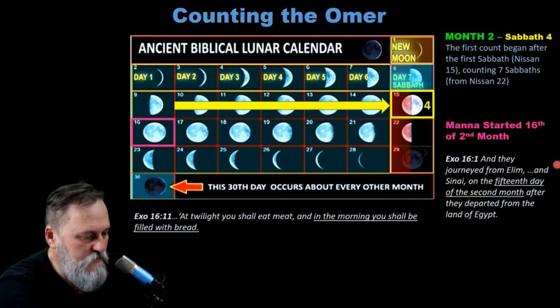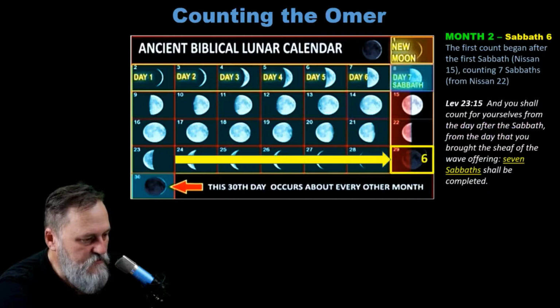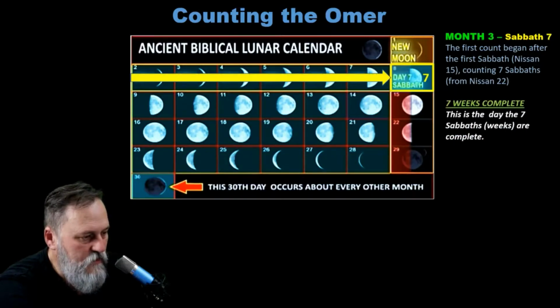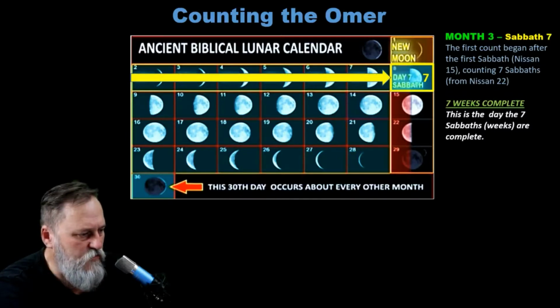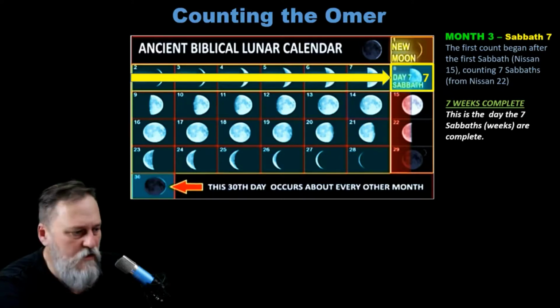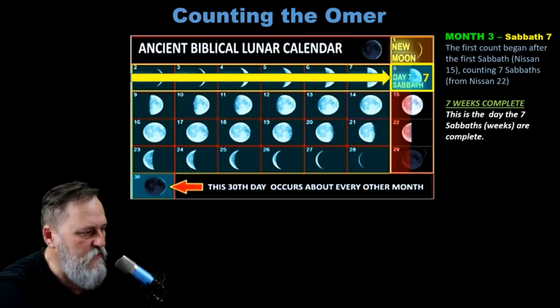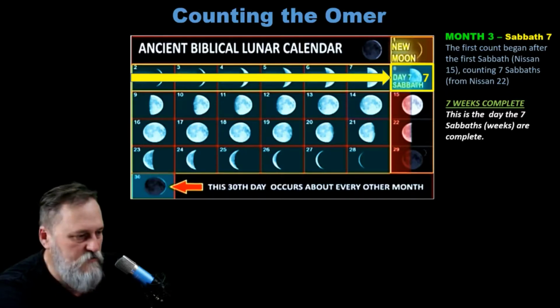So we had Sabbath 4 on day 15, Sabbath 5 on day 22, Sabbath 6 on day 29, and then we get the third month after the third Rosh Chodesh, or the sighting of the new moon. Now this is the 7th Sabbath, or day 49. Now the day after will be day number 9, which is day 50 of the count, as confirmed.